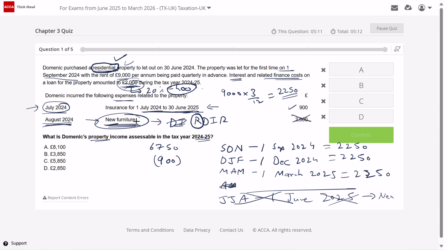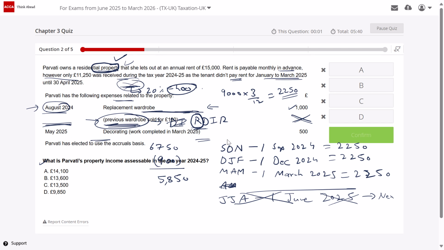However, if in future I replace this furniture with a new furniture, then in that case I will be eligible for replacement domestic item relief. So even this will be ignored. So Dominic's property income for tax year 24-25 will be 6750 less 900, that is 5850. That is nothing but your option C. I hope this is clear.